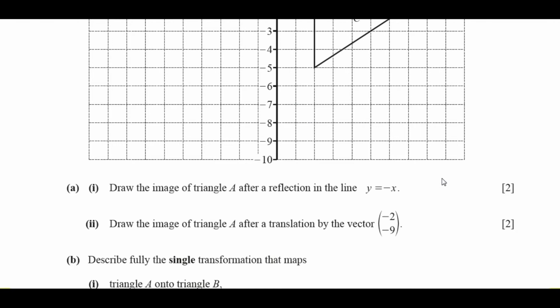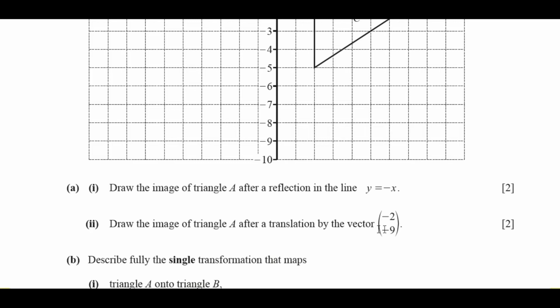Draw the image of triangle A after a translation by the vector minus 2, minus 9. We can see here the column vector minus 2, minus 9. The first value stands for x and the second for y. So what do you mean by this minus 2? Minus 2 means it's moving horizontally. Negative represents moving left 2 units. If it is positive, it is moving 2 units right. Plus means moving right, minus means moving left.